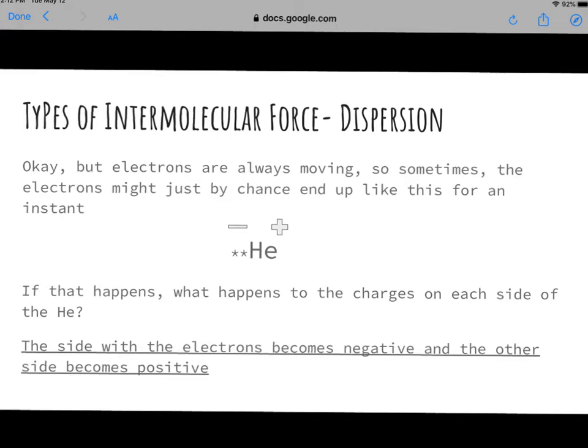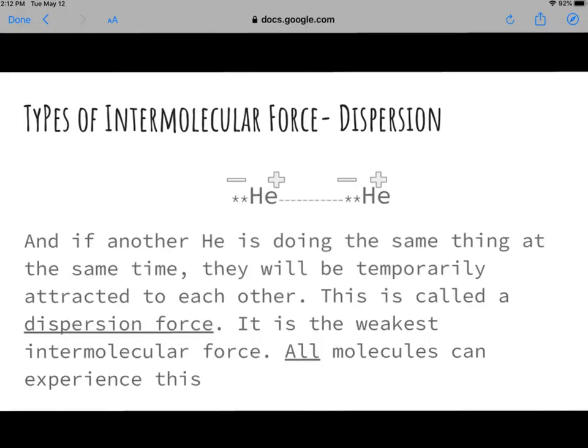Well, what that means is the side of the helium with the electrons is going to be a little bit negative over there, and the side of the helium without the electrons is going to be a little bit positive over there. So we have this temporary, very brief polarity that happened just sort of by chance for an instant. And now if there's another helium nearby, and there probably is because we don't have usually just a single atom of helium, then maybe it just happened to be doing the same thing at the same time.